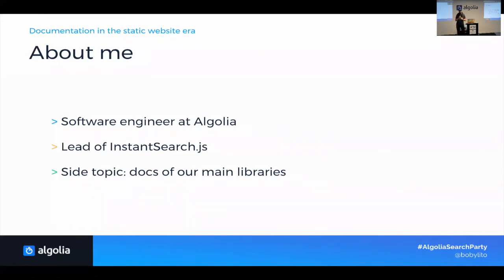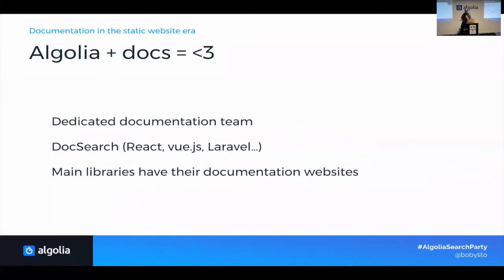And truth is, at Algolia, we love documentations. We have a dedicated team for building our main documentation. We also have this project called Doc Search to add search in your documentation for your open source projects. It now powers popular libraries such as React, Vue.js, or Laravel. And also, our main libraries have their own dedicated documentation websites. So in this presentation, I want to focus more on these documentation websites.